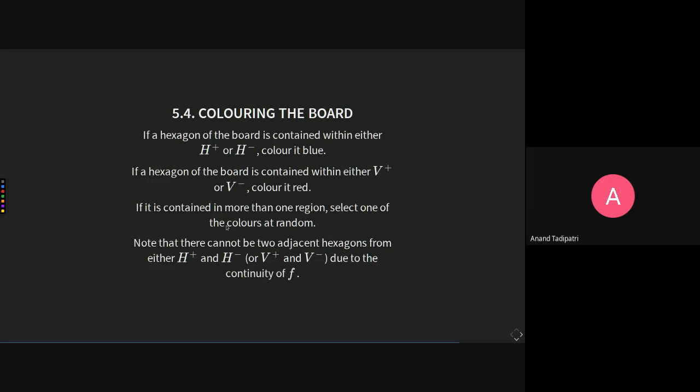If all points in the hexagon are either in H plus or H minus, then we color it blue. If all points are either in V plus or V minus, we color it red. And we've seen that a point can be both in H plus and V plus, or a bunch of those combinations. In that case, you pick a color at random. It doesn't really matter. So we get a nice coloring of the board. Now we'll argue that we can't have a tile from H plus and H minus adjacent to each other. Can somebody guess why? It's got to do with continuity.